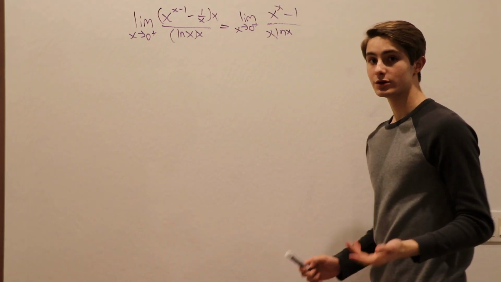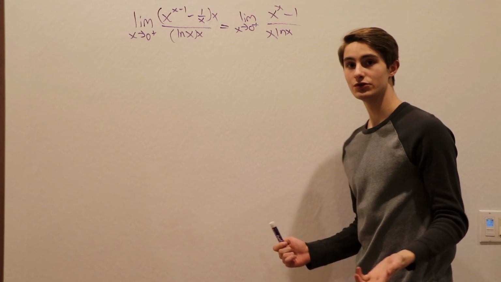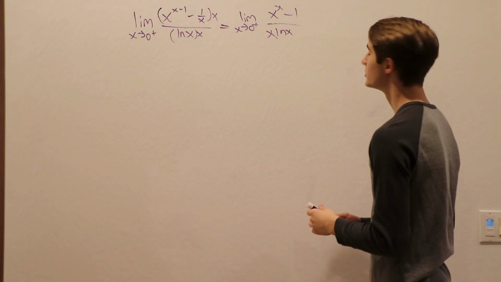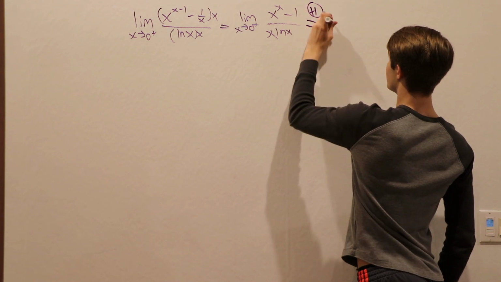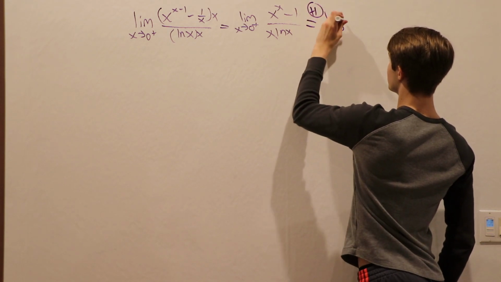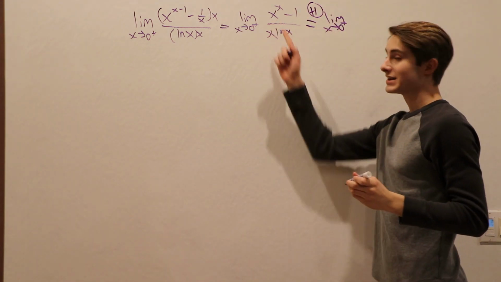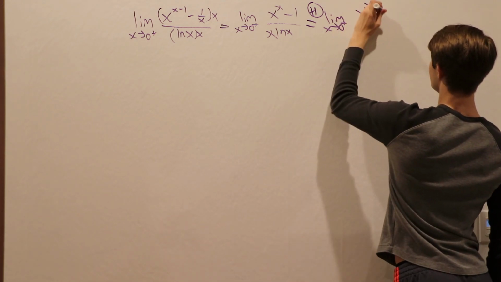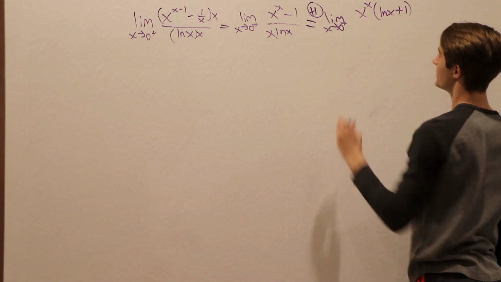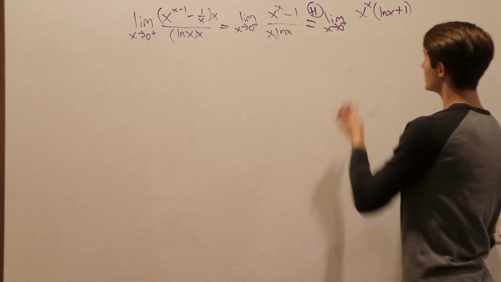Since we know it's 0 over 0, that means we can use L'Hopital's rule right away. So let's take the derivative on the top and bottom. We have the limit as x approaches 0 from the right. The derivative of x^x, video in the description, that's going to give us x^x times natural log of x plus 1. The derivative of 1 is 0, so we can ignore that.